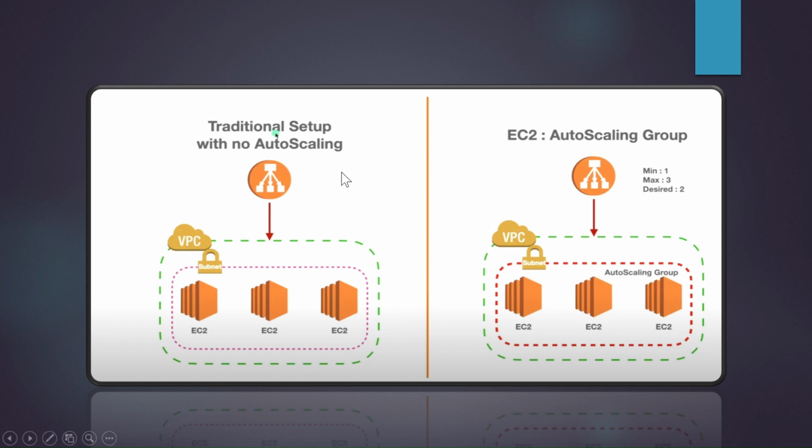So in the traditional setup, we need to configure manually. In an auto scaling group, we mention the minimum, maximum and the desired state. So it will automatically recreate the EC2 instance when it fails.